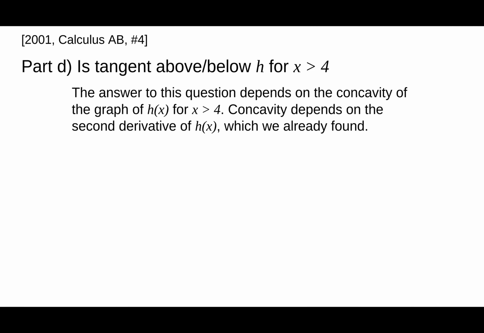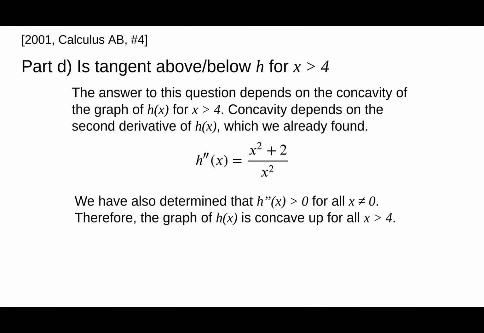So we have to check concavity here, but we already found the intervals for which h is concave up, right? We have a second derivative for h. We found that. That's x squared plus 2 all over x squared. If we plug in x equals 4, we get 18 over 16, which is positive. Doesn't really matter what the value is. H double prime is positive for x equals 4.